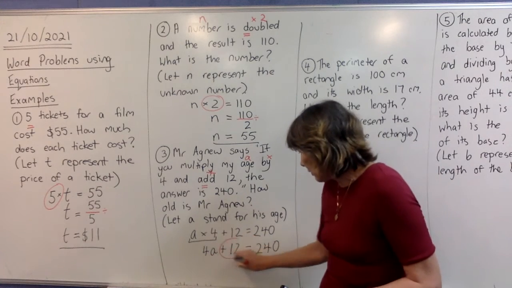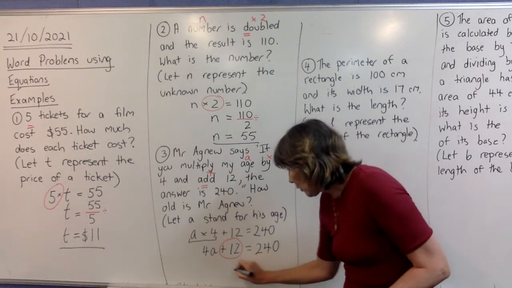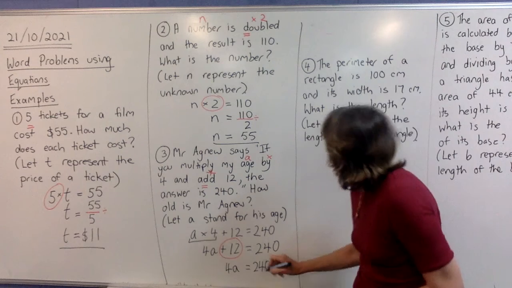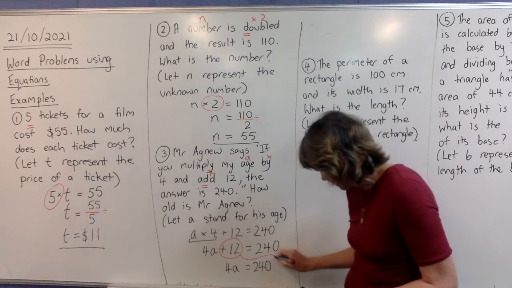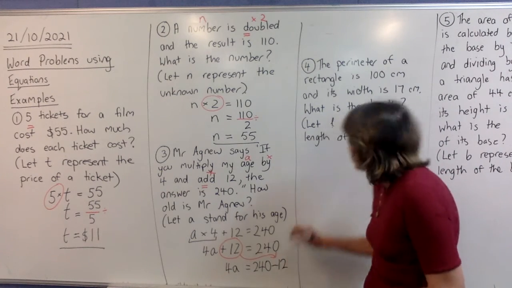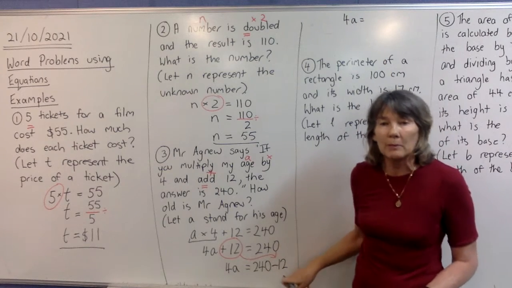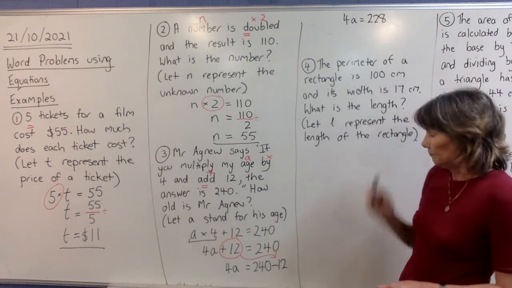And we're going to get rid of the plus 12. So if we do that, we have 4A left on the left-hand side, 240 on the right, and then we're going to do the opposite of plus 12, which is minus 12. So now we're up to 4A equals, and if you do 240 minus 12 on your calculator, you'll get 228.